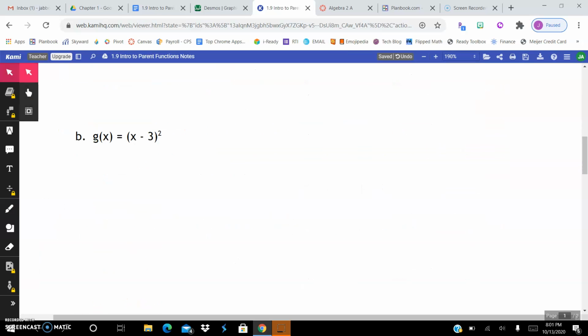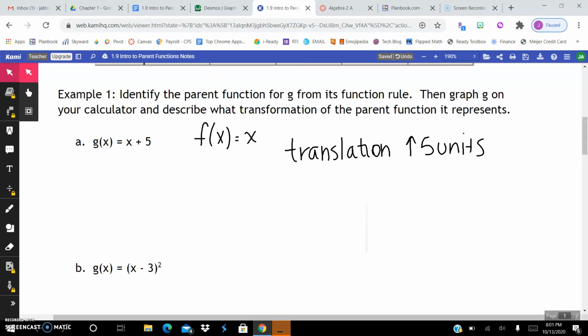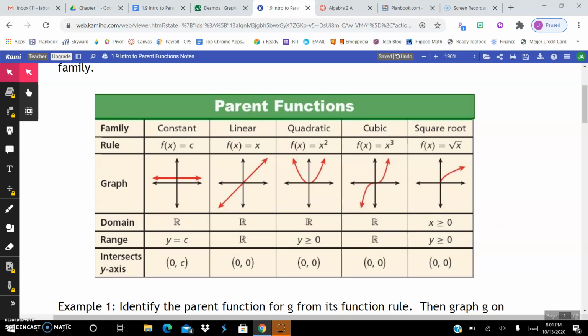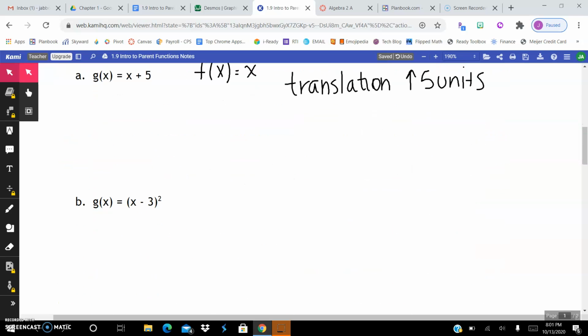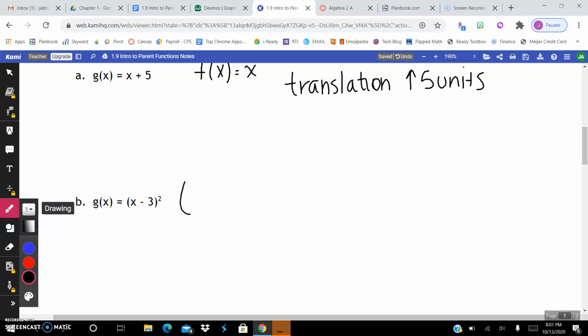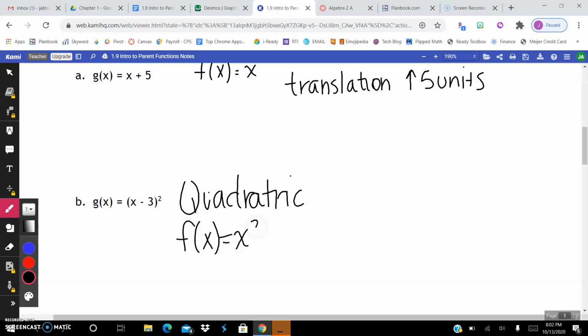And for g of x equals the quantity of x minus 3 squared, if I go back to this parent function chart, the only one with an exponent of 2 is a quadratic. So I can identify this as a quadratic function. And the parent function is f of x equals x squared.